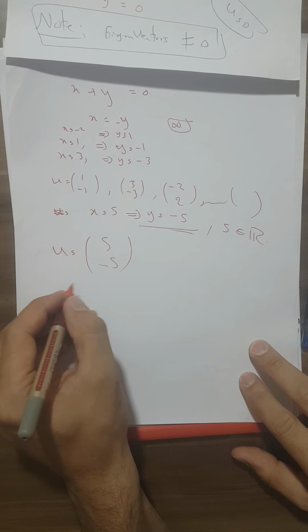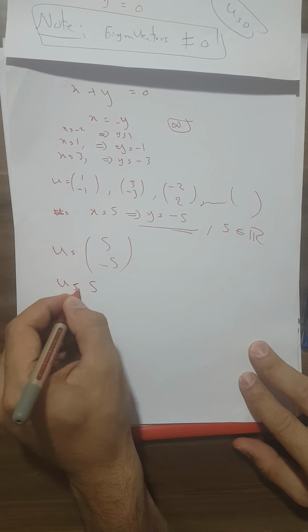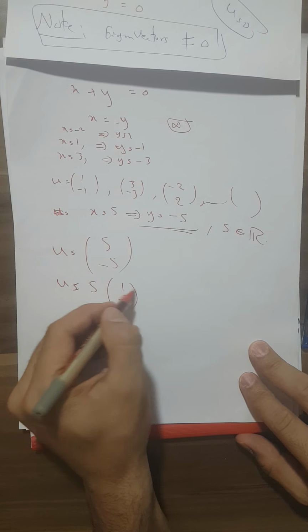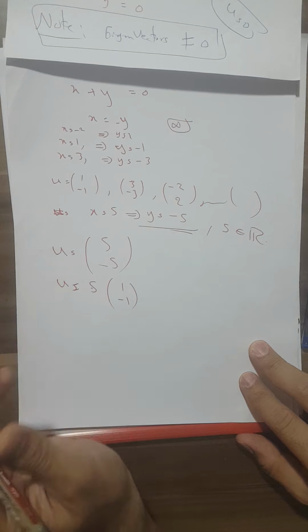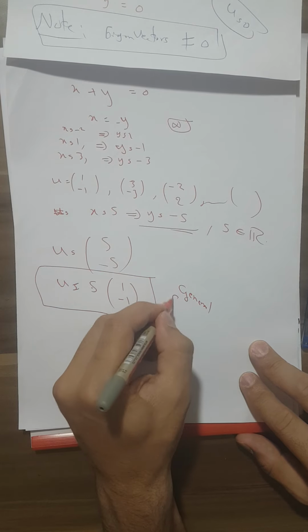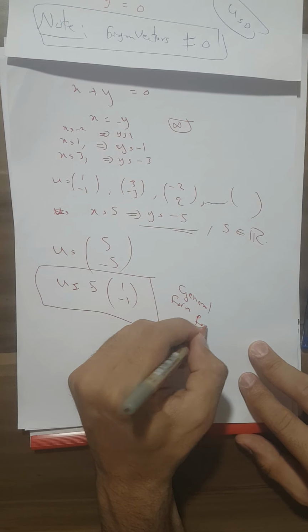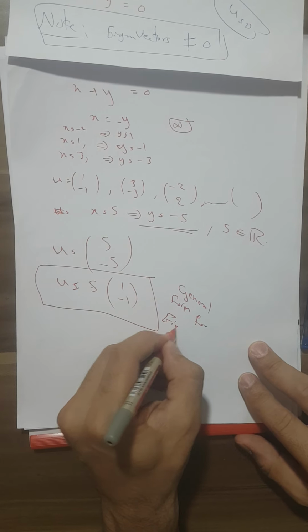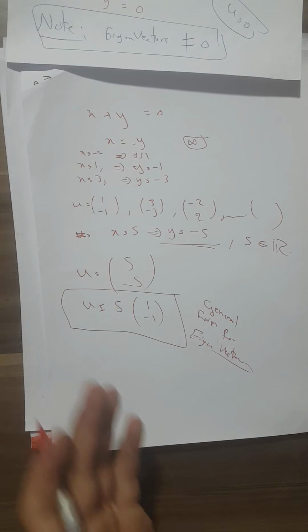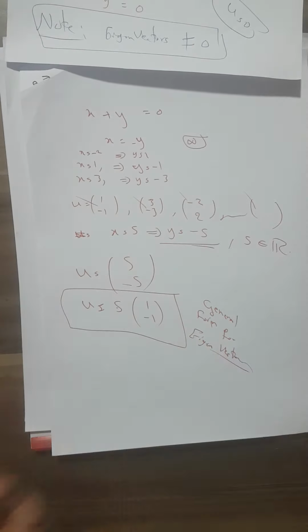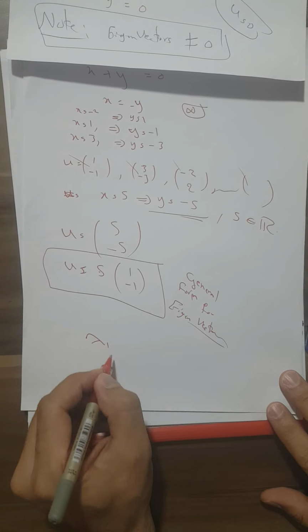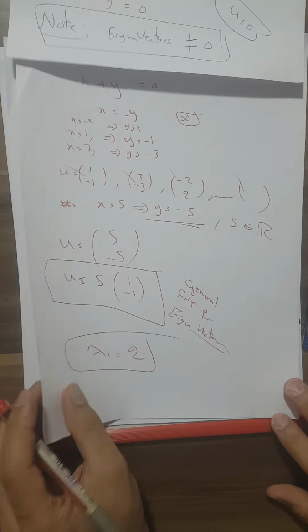So you can say u is equal to s times [1, -1]. If s is square root of 2, we get square root of 2 and minus square root of 2. This is a general form for eigenvectors. That's all. So how many eigenvectors did I get? You can get a lot, for the eigenvalue which is equal to 2.